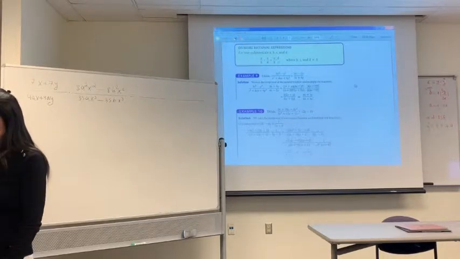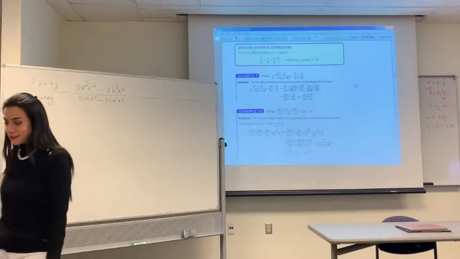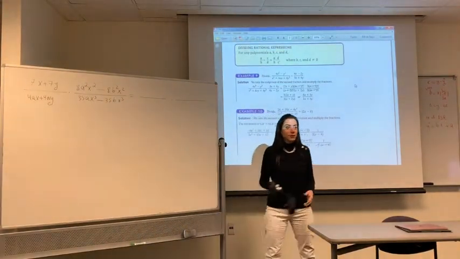X cubed is common between these, right? So you can bring out x cubed, and then a minus b remains, right? Done?